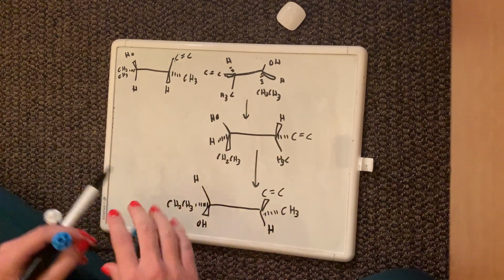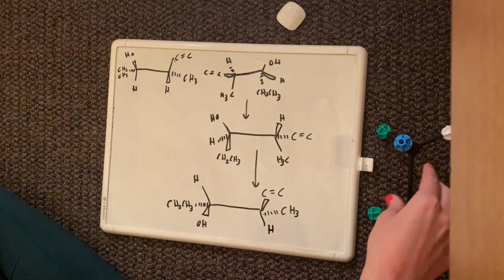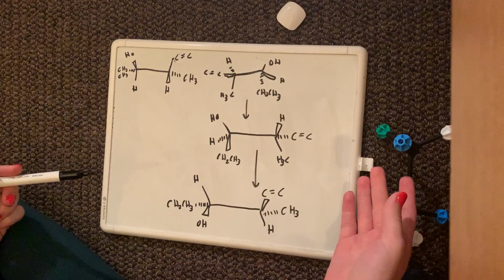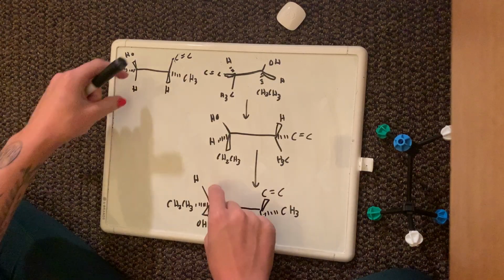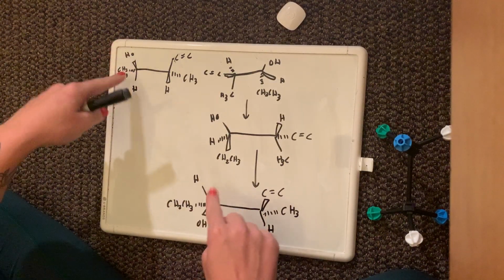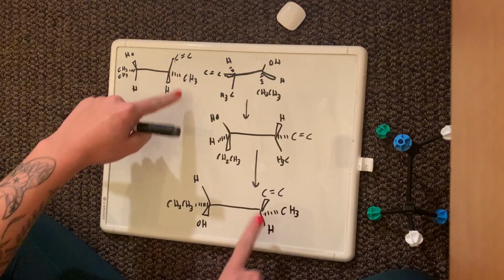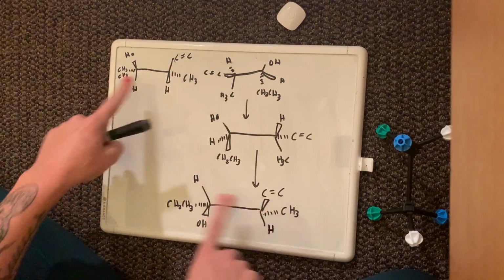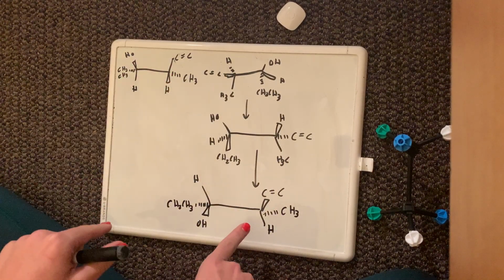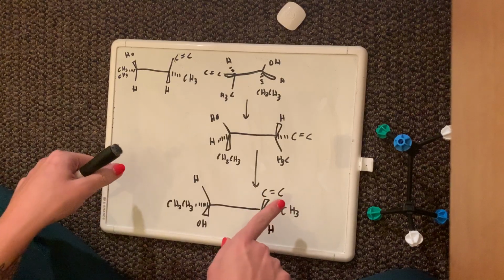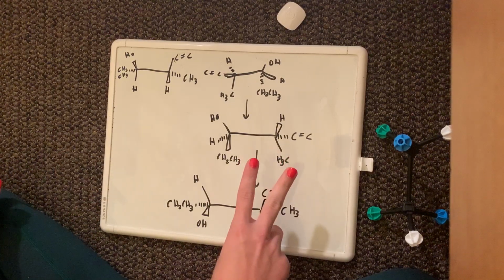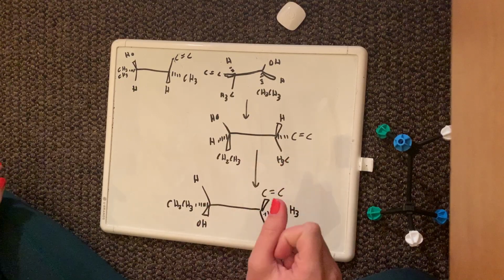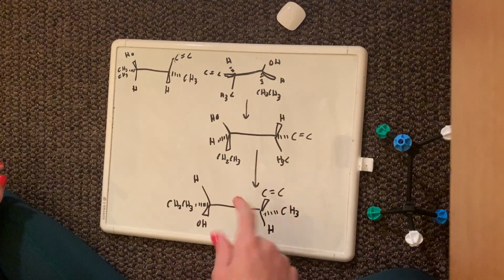Boom. Also, you know that this is a diastereomer because for one of the carbons the orientations are matching, and for the other one they're not. If both of them weren't matching, then you would have enantiomers, because enantiomers happen when both of them are different, and diastereomers happen when one of them is different.